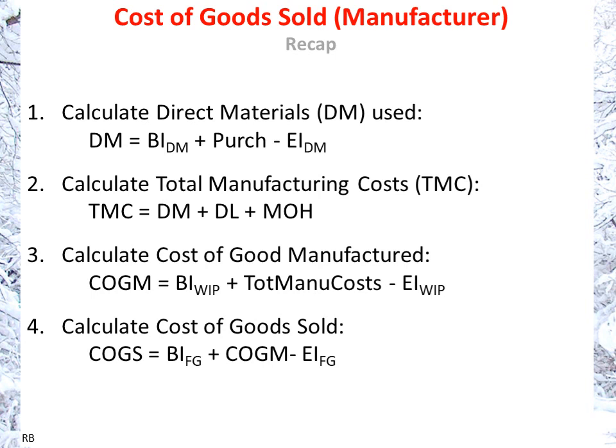Then we have step 3, where you're calculating the cost of goods manufactured. Again, you're taking the beginning inventory plus the total manufacturing costs minus the ending inventories. And finally, the 4th step is to calculate cost of goods sold, and that's equal to beginning inventory plus the cost of goods manufactured minus the ending inventory. And there you have it.